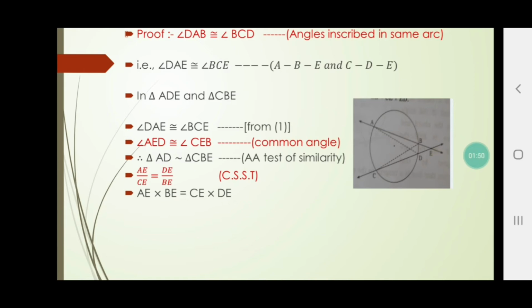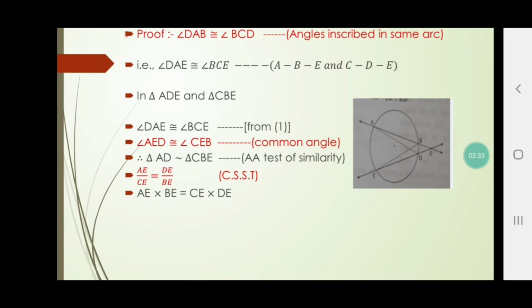Here we are using the property of betweenness, as B lies between A and E and D lies between C and E. Okay, so we are with the two triangles over here, triangle ADE and triangle BCE. Now here in triangle ADE and triangle BCE, angle DAE is equal to angle BCE from 1. Angle AED is equal to angle CEB, common angle.